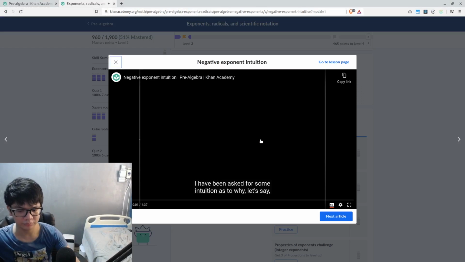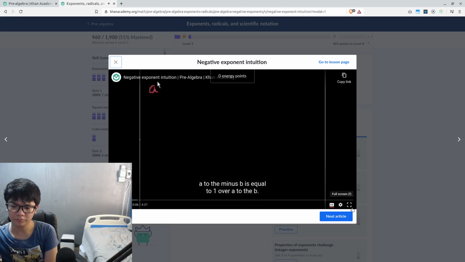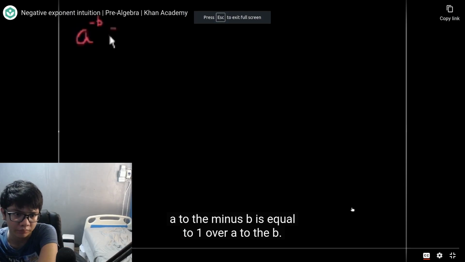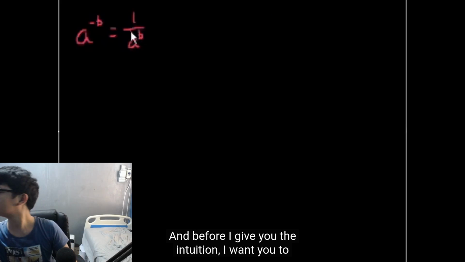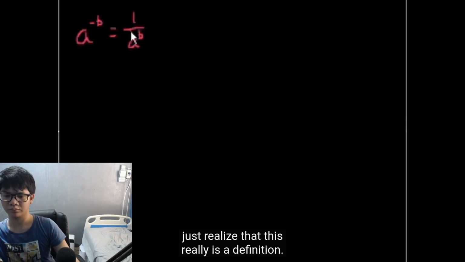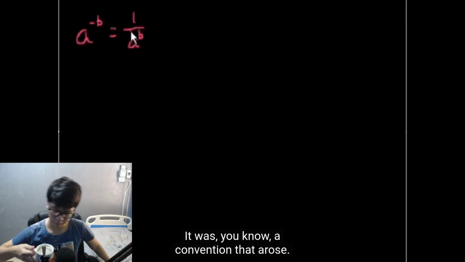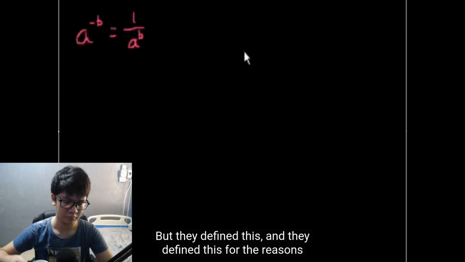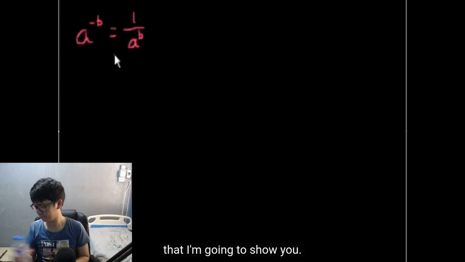I have been asked for some intuition as to why, let's say, a to the minus b is equal to 1 over a to the b. Before I give you the intuition, I want you to realize this really is the definition. The inventor of mathematics wasn't one person, it was a convention that arose. But they defined this for the reasons that I'm going to show you.